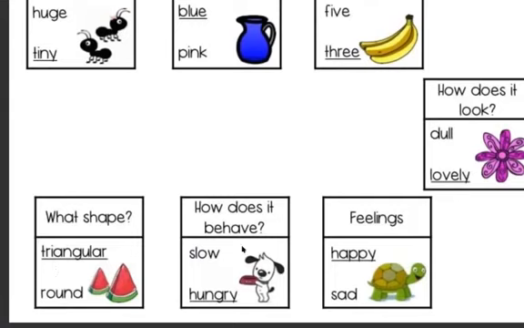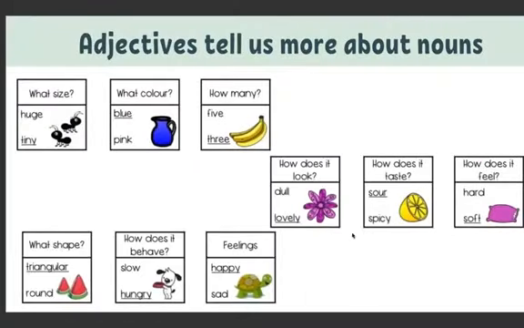How does it behave? This dog is eating something. He must be hungry. Slow or hungry, which adjective, which describing word, will you underline? Hungry. Very good. Feelings. This turtle looks very happy. See, it is smiling. So, happy turtle. Happy. You will underline happy, the describing word.